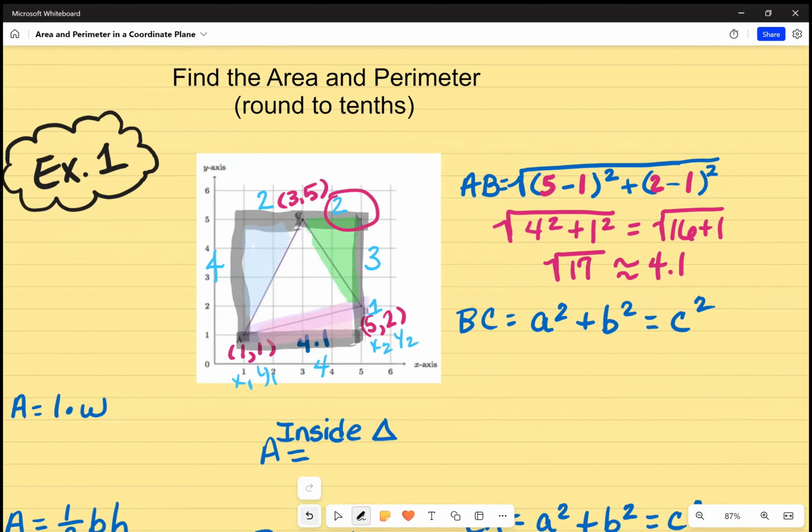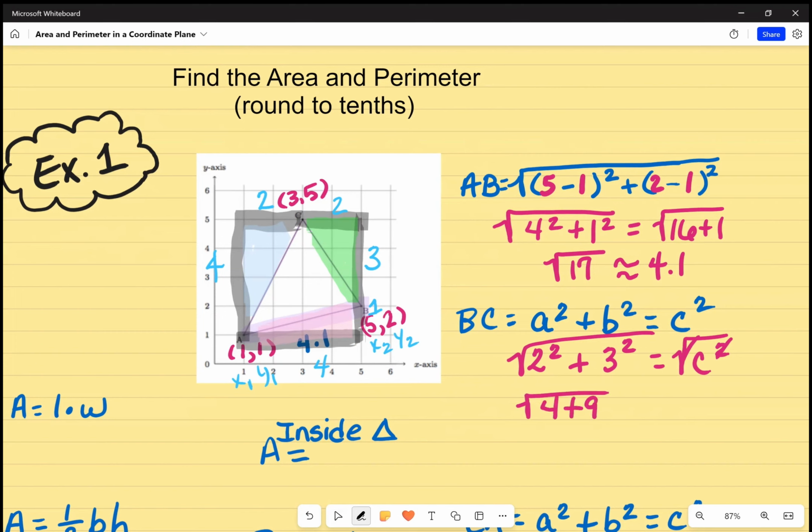So I'm going to substitute in the 2 for A, and I'm going to square it. And I'm going to substitute in the 3 for B, and I'm squaring it. And now, in order to get C by itself, I have to square root both sides because that's the inverse, so I get rid of that. Simplified, 4 plus 9 is going to leave me with the square root of 13, which is approximately 3.6. So I'm going to go ahead and label that side as well because I'm going to need that later on.